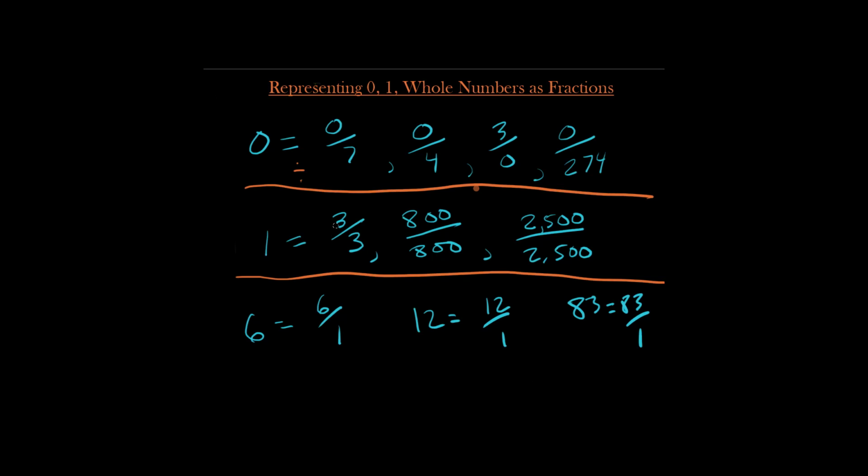Our second row here is how to represent the number 1. So all we have to do for that is any number over itself. So 3 over 3, 800 over 800, 2,500 over 2,500. Because remember what this means is 3 divided by 3 equals 1. 800 divided by 800 equals 1. 2,500 over 2,500 equals 1.